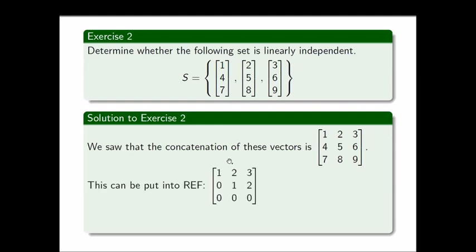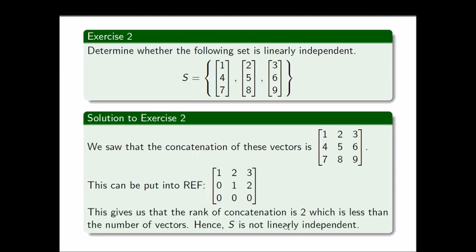So one matrix in row echelon form equivalent to this matrix is given by 1, 2, 3, 0, 1, 2, 0, 0, 0. And that just tells us that the rank of this concatenation matrix is 2 because there are only two leading ones. And because this 2 is less than 3, which was the number of vectors, we get that S is not linearly independent.